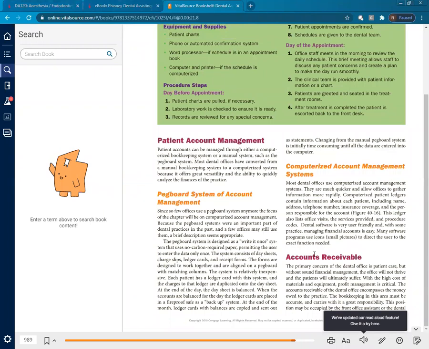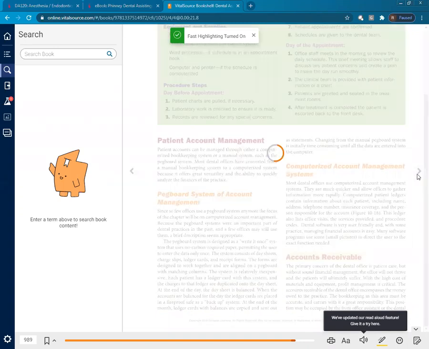So when we're talking about accounts receivable, we have to make sure that what we're getting in is accurate, making sure we're not missing out on any money. And usually the front office assistant will take care of this. So I'm starting right here on accounts receivable. I guess I can highlight it. Okay.